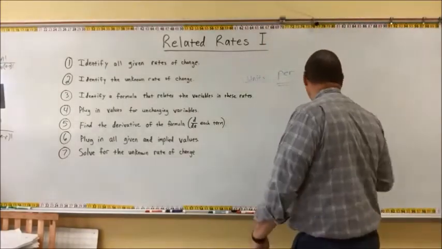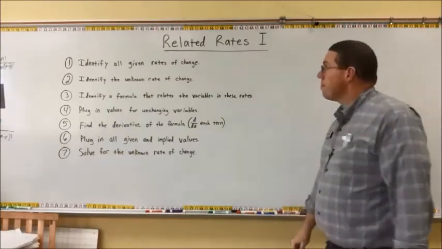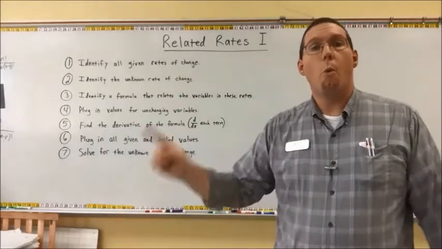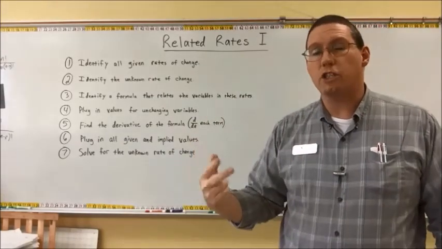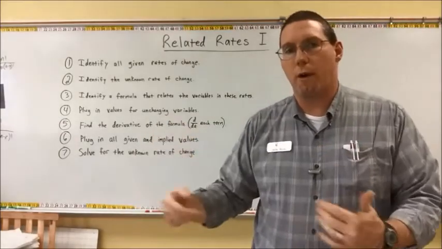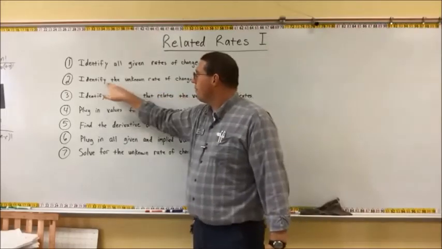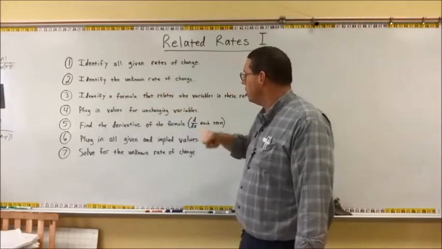So here's what you have to do. The related rates problems typically give you 1 or 2 rates of change to start with, and then they expect you to find a second or third rate of change as an answer. And that's where step 2 comes in. Identify the unknown rate of change.